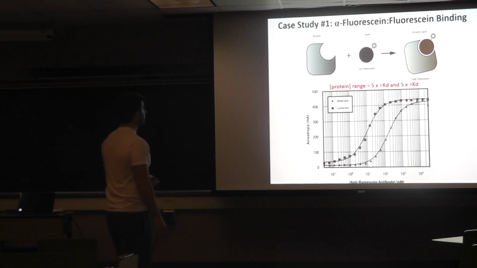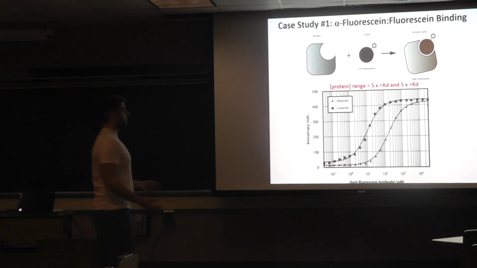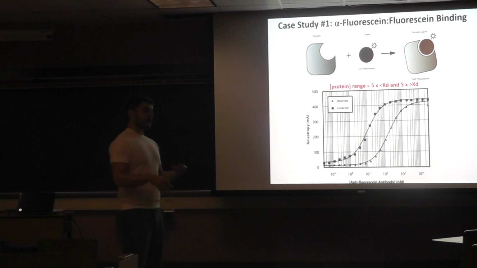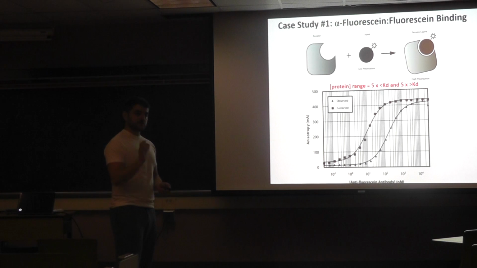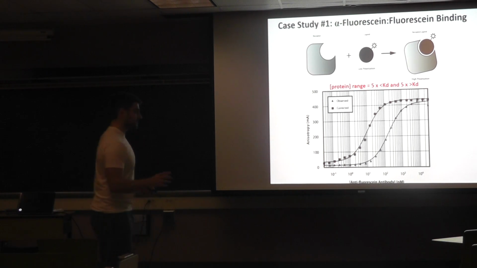Normally, when I'm doing these experiments, if I have an idea of what the approximate KD should be, I try to go 5 times below the KD and 5 times above the KD, and this will really give you a reliable dissociation constant that you can extract from this data.